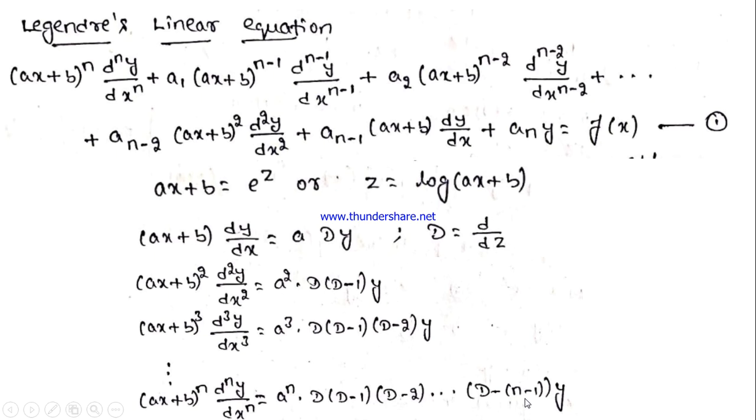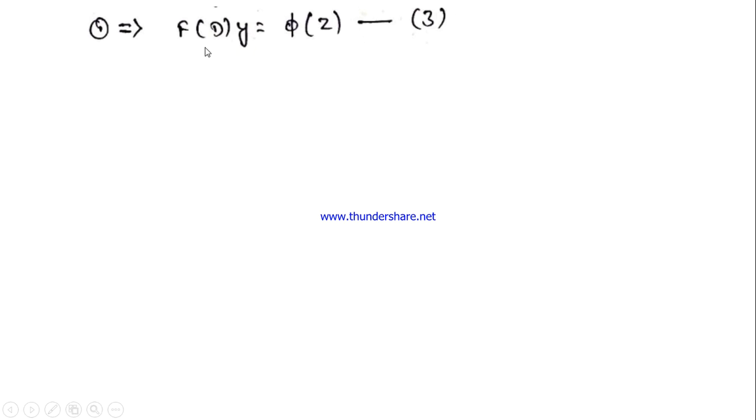Now, what happens here? The derivatives with variable coefficients in our given equation are converted into derivatives with constant coefficients. Now, writing even this f of x in terms of z by using the transformation, you can note this Legendre's equation is converted into this equation f of D y equal to phi of z. It is a linear non-homogeneous differential equation with constant coefficients, and we all know how to solve this equation.